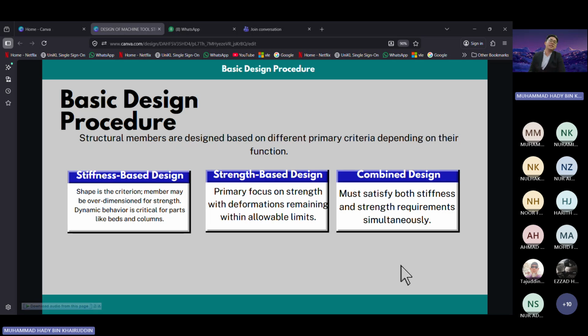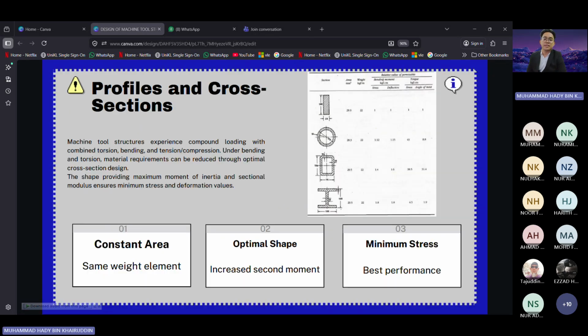Finally, we have combined design. This is the most challenging because you have to satisfy both criteria simultaneously. You see this in parts like a spindle or main drive shaft. Okay, next.